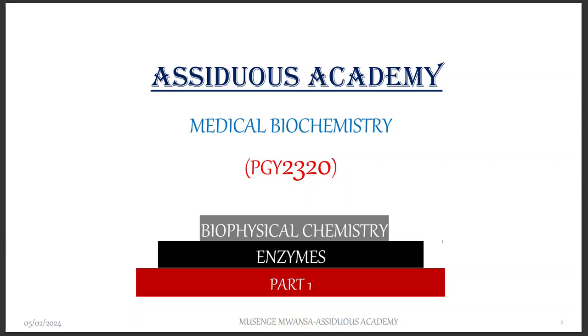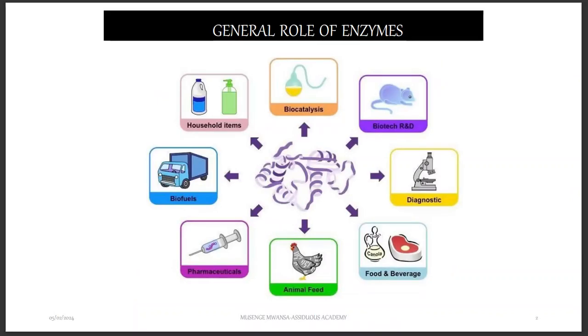So this is enzymes. And just as we know already, enzymes are basically proteins. But of course, not all enzymes are going to be proteins. You have got some which are made up of nucleic acids. What are some general roles? What do enzymes do? Some enzymes are used as biocatalysts. They are going to be able to speed up the rate of a chemical reaction, but they are not changed.